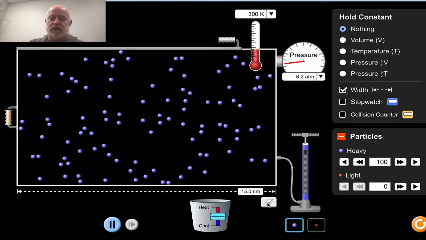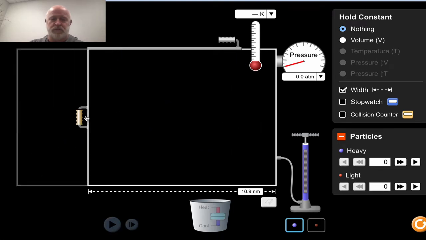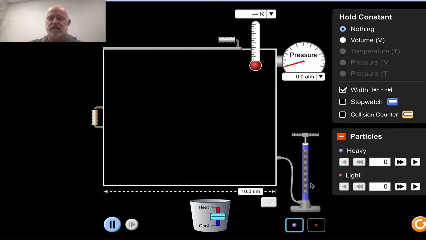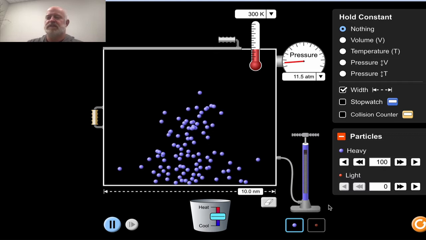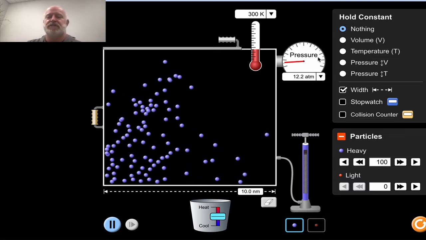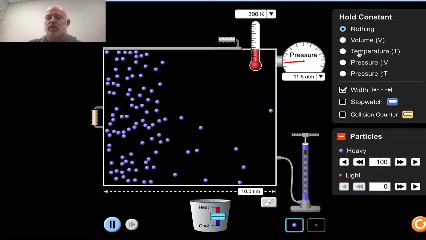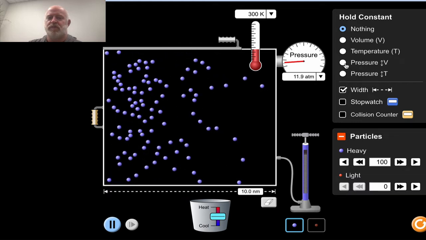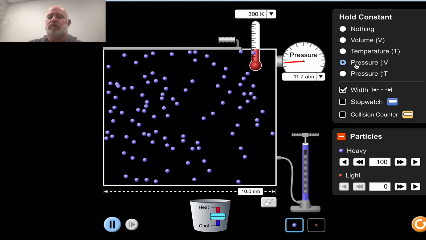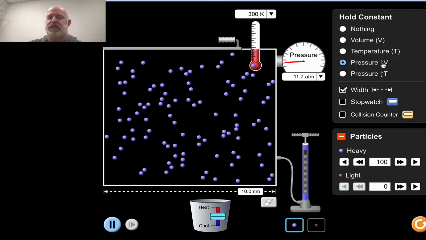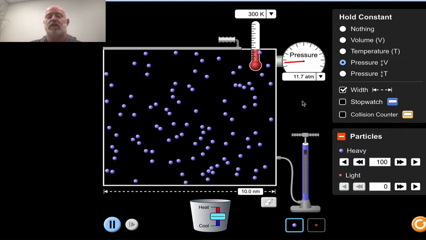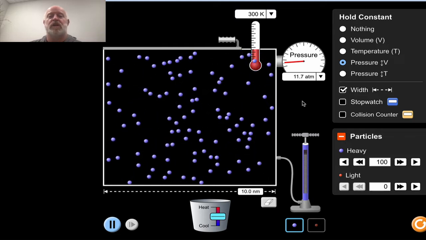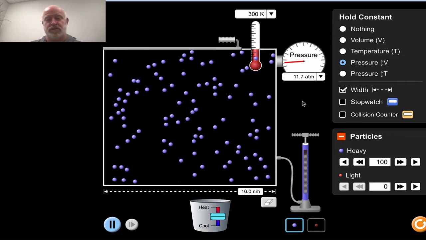Okay, we're going to erase that and start over here. I'm going to bring this down to about 10, and then I'll use the pump this time to add another 100 particles. In this case, I want to make sure my pressure does not change. So I'm going to go over here under holding constant, click, and hold pressure constant, but allow a change in volume. Now I want to deal with how, with pressure held constant, volume and temperature are related to each other.